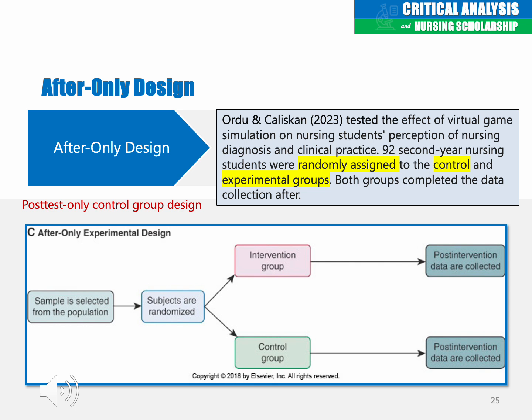Now let's try to analyze if the 3 elements of true experimental research design are present. First is randomization. Is there a randomization in this research? The answer is yes. Notice that the 92 second-year nursing students were randomly assigned either to control or experimental group. How about control? Definitely in this research, there was a control group. How about manipulation? In here, there was a manipulation because the virtual game simulation was introduced as an independent variable.